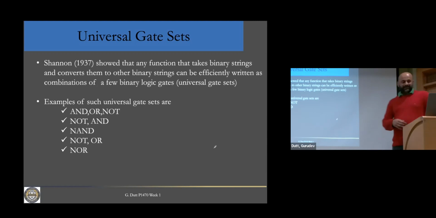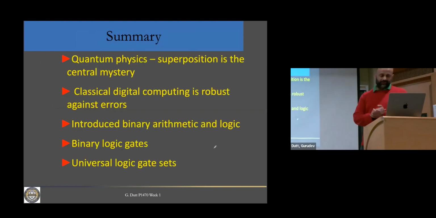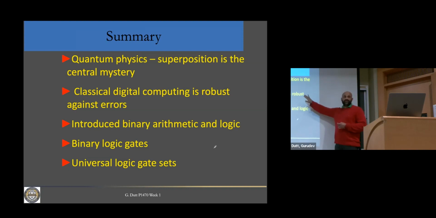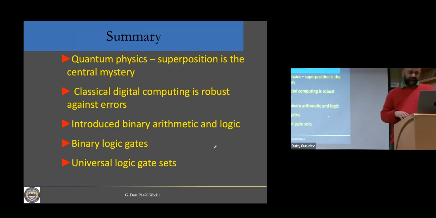Okay, so that will bring me to the conclusion for today's lecture. I didn't think I'd get to this last little part, so that is just a summary for today's lecture. We've introduced classical digital computing and said that the reason we want classical digital computing is that it's robust against errors. We've introduced binary arithmetic and logic, binary logic gates, and universal logic gate sets.